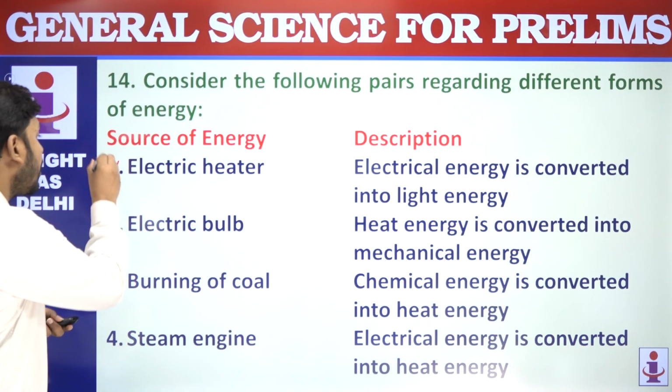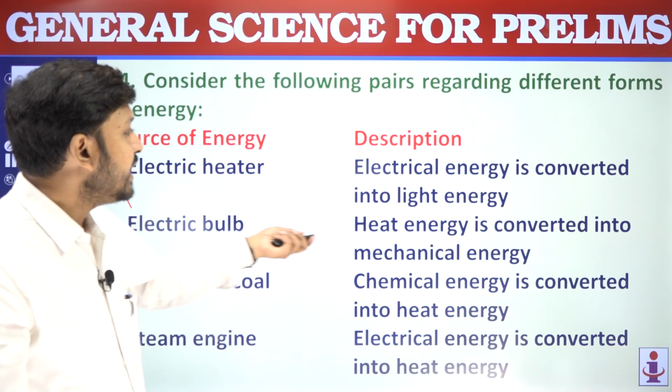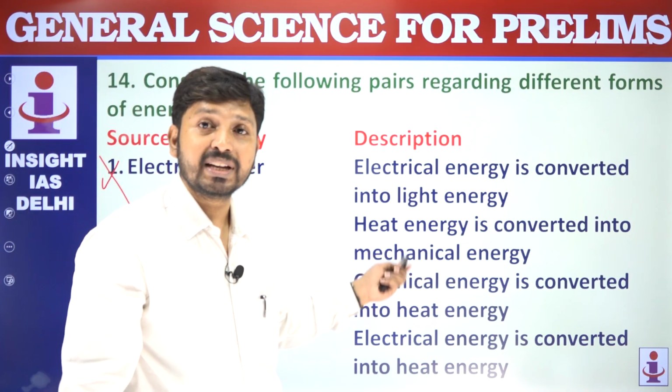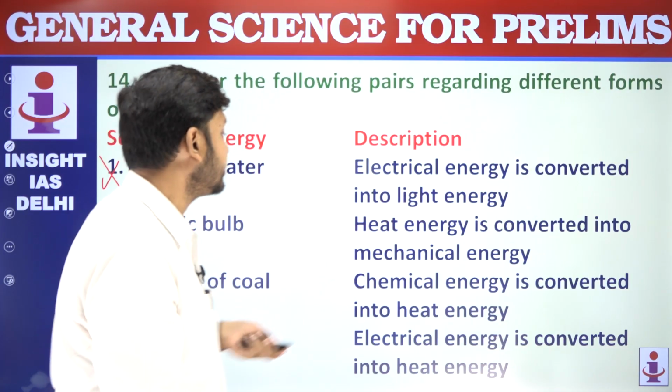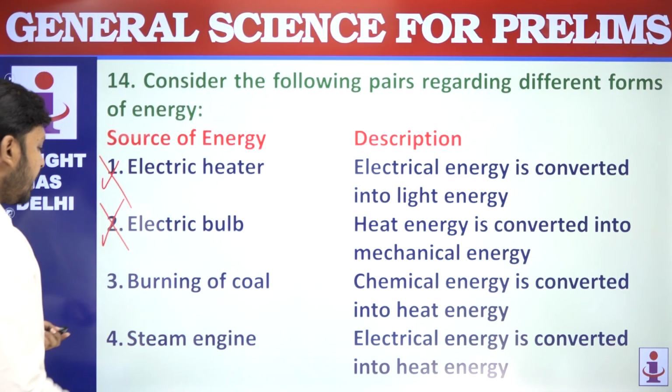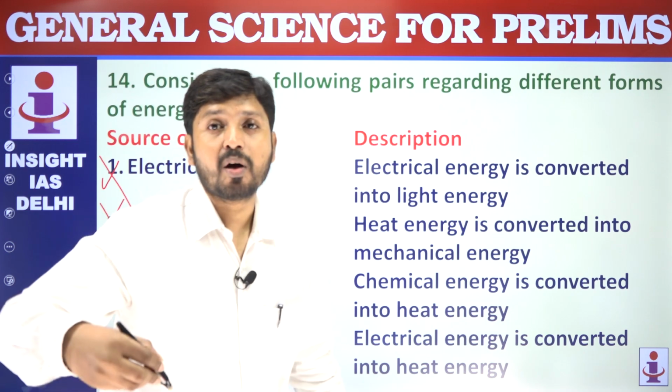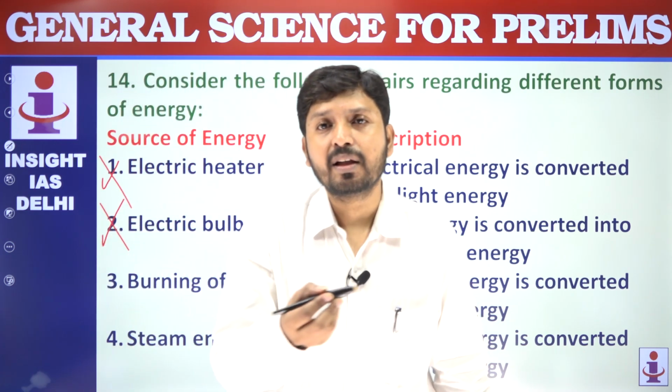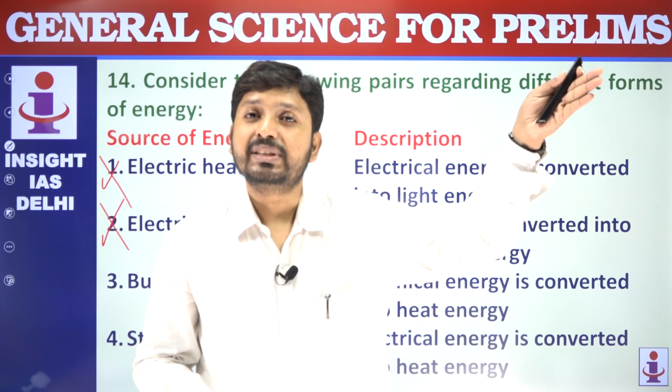So this is wrong. And next one, electric bulb. Heat energy is converted into mechanical energy. No, heat energy should be converted into light energy. So this is also wrongly given. And next one, burning of coal. Coal is nothing but wood earlier, right? So wood is formed from where? Sun's energy, right?